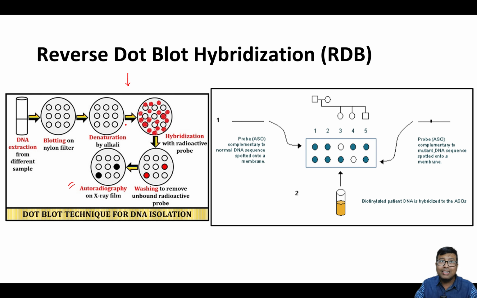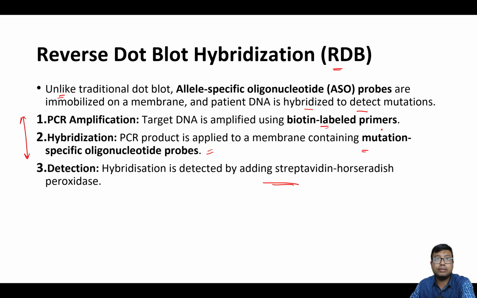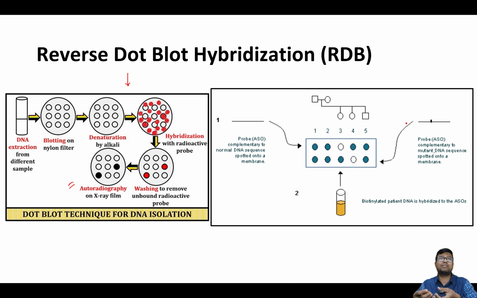Okay, what DNA? Patient's DNA that has been amplified using PCR with labeled primers, right? We cannot add simple DNA because the patient DNA will be very less. So that is the importance of PCR. We can make 1,000,000 copies to increase the detection sensitivity. So what happens in case of ASO-RDB?